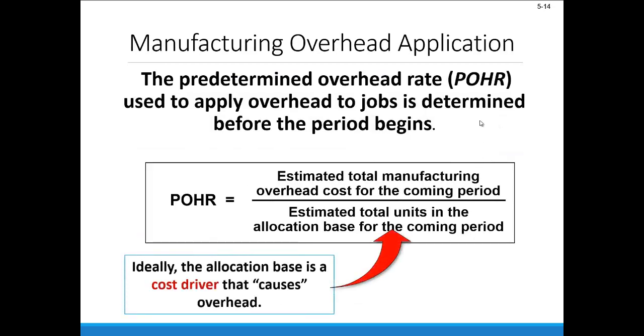Now, the predetermined overhead rate is determined before the period begins. That's the predetermined part of that term. The POHR is always calculated in the same fundamental manner, by taking the estimated total manufacturing overhead cost for the upcoming period divided by the estimated total units in that allocation base for the same period. Ideally, that allocation base, as we spoke of a minute ago, is some kind of cost driver that we think best indicates or causes the incurrence of these overhead costs, these indirect production costs.